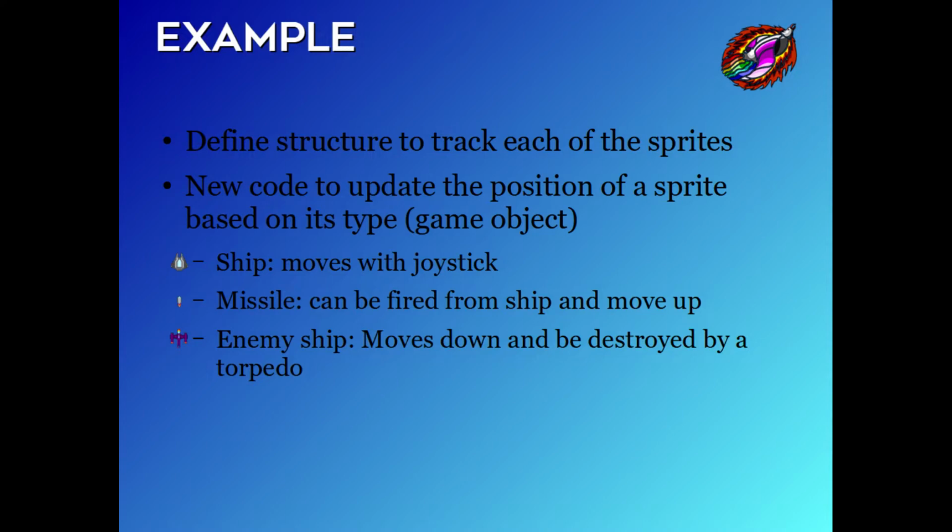There are going to be 3 different types of game objects. We're going to take our ship that we have right now, and that's going to be one game object. The ship is going to be able to fire off a missile, so I've got a game object for the missile. And then we've got an enemy ship, and all the enemy ship is going to do is spawn at the top of the screen and move down, and it can be destroyed by a torpedo, or it will disappear when it gets to the bottom of the screen.